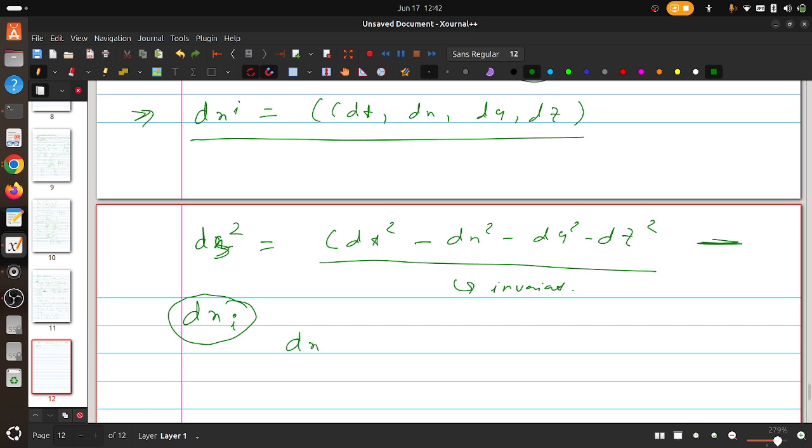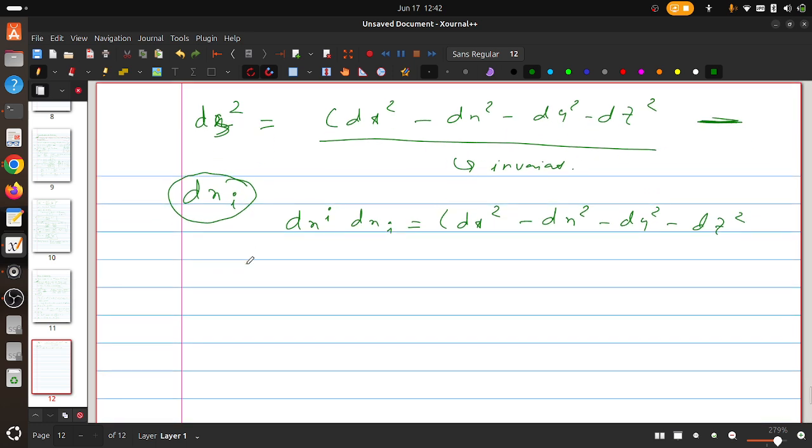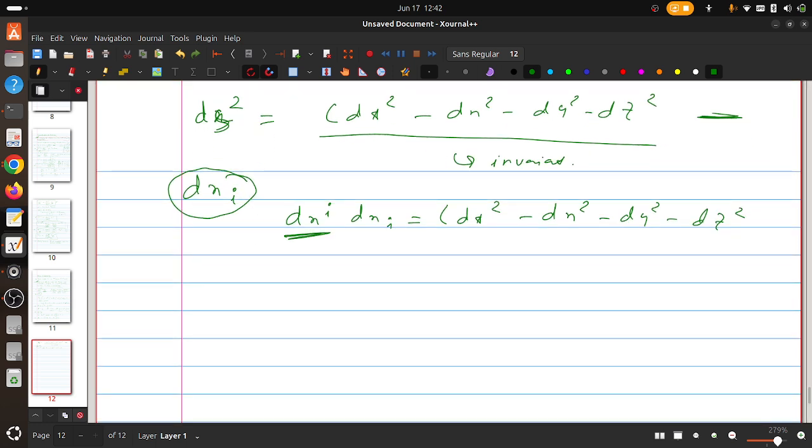Okay, so what if we do something like dx^i and dx_i, upper and lower? From the mathematical theorem of tensors, when you contract two tensors, it should give an invariant quantity. So this should be equal to c dt square minus dx square minus dy square minus dz square. Am I right? Okay. So we know dx^i is that. Now what should be dx_i, with the subscript? It is not very hard to see that dx_i should be c dt and the sign reversed for the spatial components, something like this.